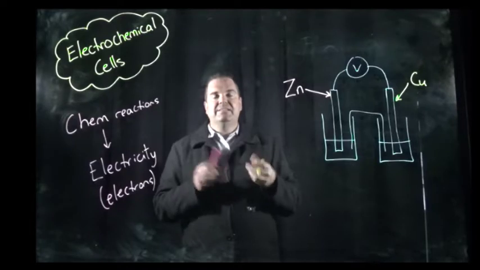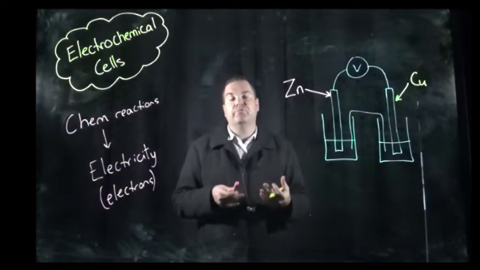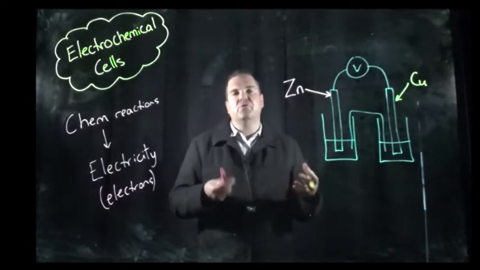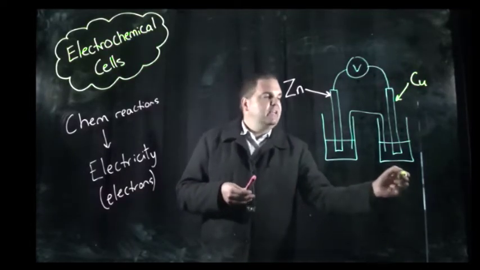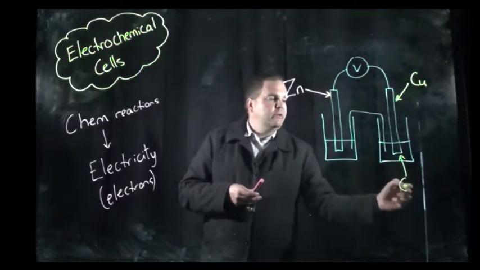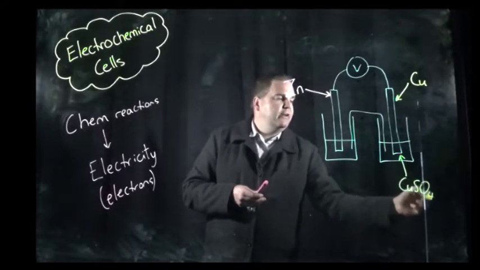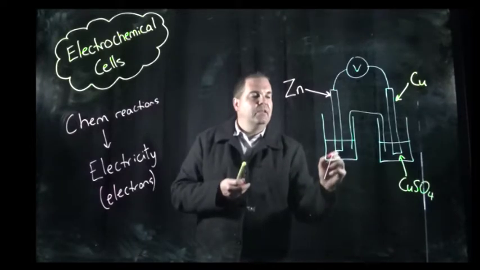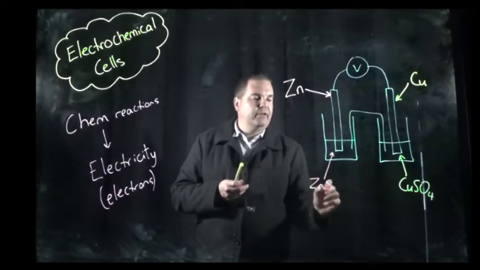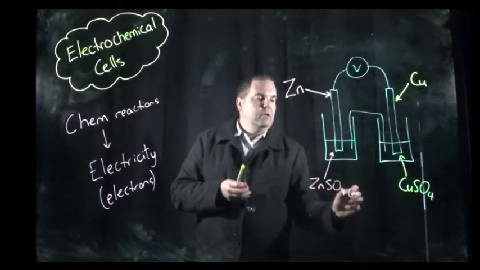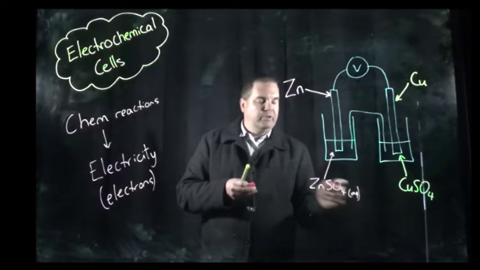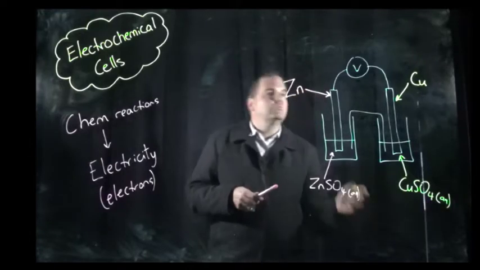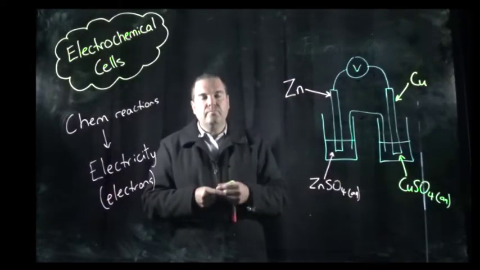What that means is for our electrolytes, we generally use the sulfate salt of whatever metal we've got as the electrode. The sulfate is unreactive. So here our electrolyte is going to be copper sulfate, and our electrolyte over in this one here is going to be zinc sulfate. Both of those will conduct electricity, and both of those will allow reactions to occur in each of the half cells.